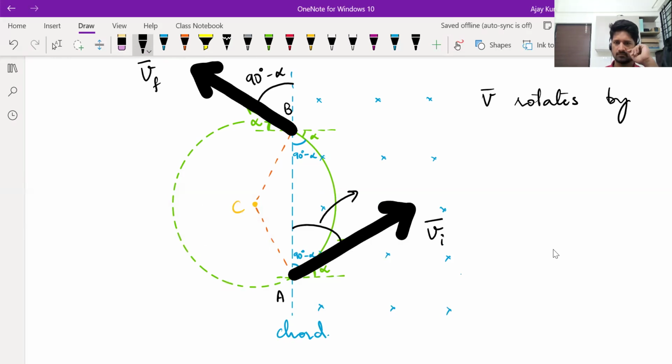Sir, is the answer 180 minus 2 alpha? That's all. This angle on the right side is 90 degrees minus alpha. So when the particle entered into the magnetic field, its velocity was making 90 minus alpha with the y-axis on the right side. When it is leaving, its velocity is making 90 minus alpha with the y-axis on the left side. So 90 minus alpha, another 90 minus alpha, velocity rotates by 180 degrees minus 2 alpha. That's the angle rotated by the velocity vector.